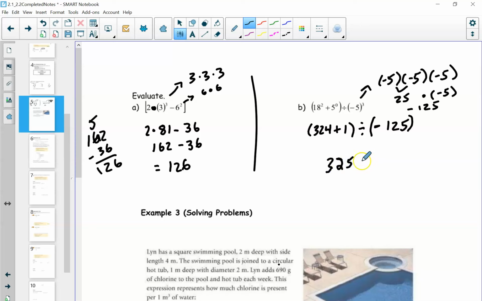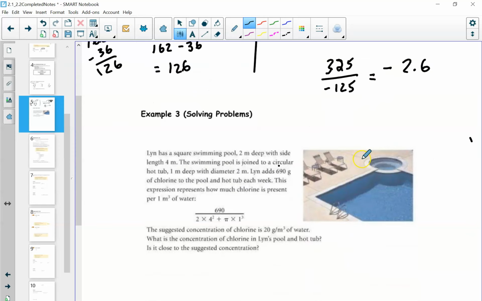And then divided by, I don't like writing the division symbol at this level of math. Let's just write it over top of to make it easier. Negative 125. Okay, we've got a positive number divided by a negative number. We know that it's going to be a negative, right? Uneven negative signs. Okay, and then we just have to divide 325 by 125. Okay, and that answer is 2.6. So negative 2.6 is our answer there.